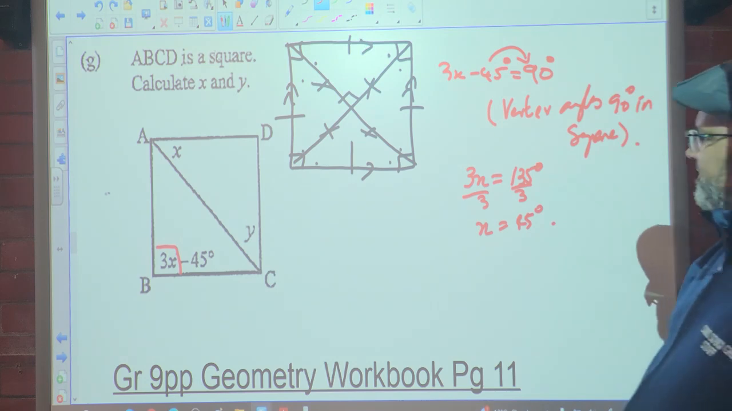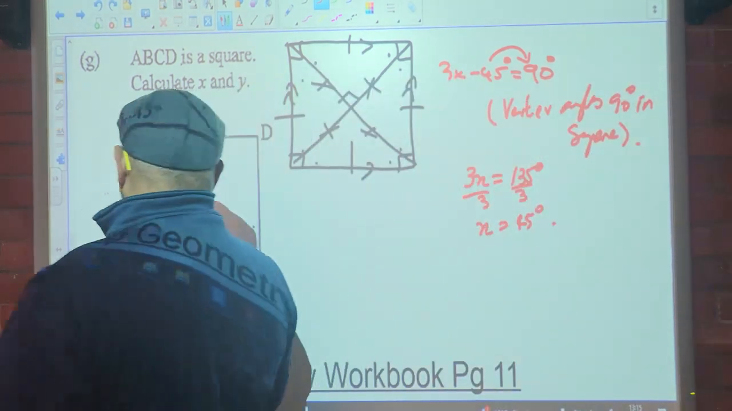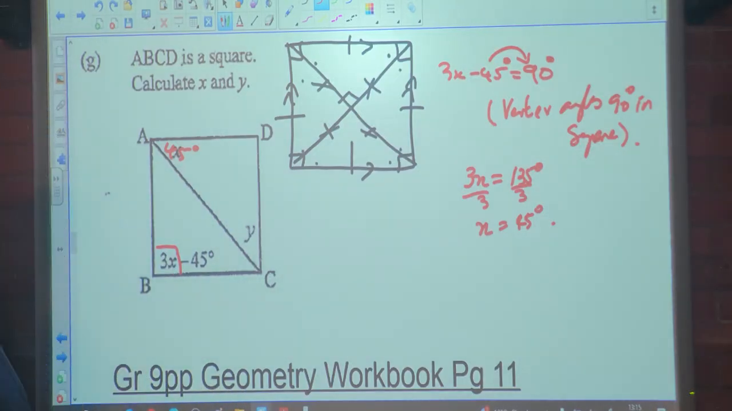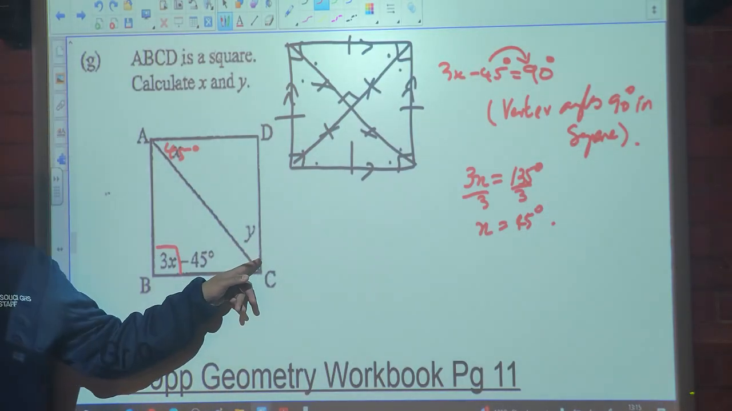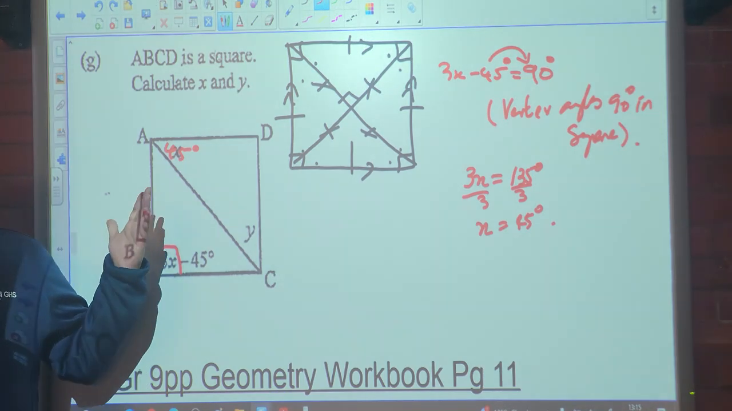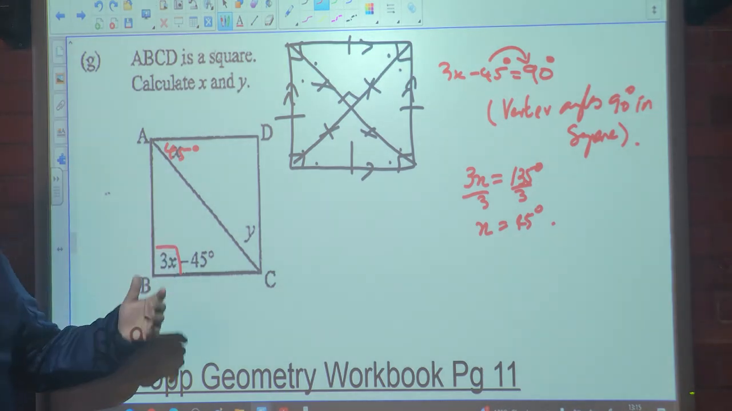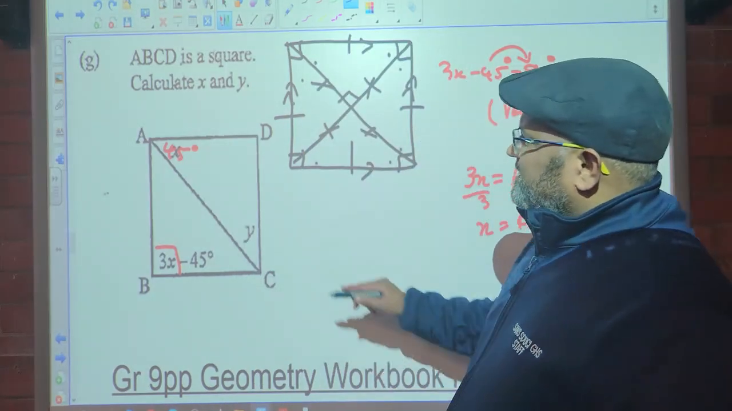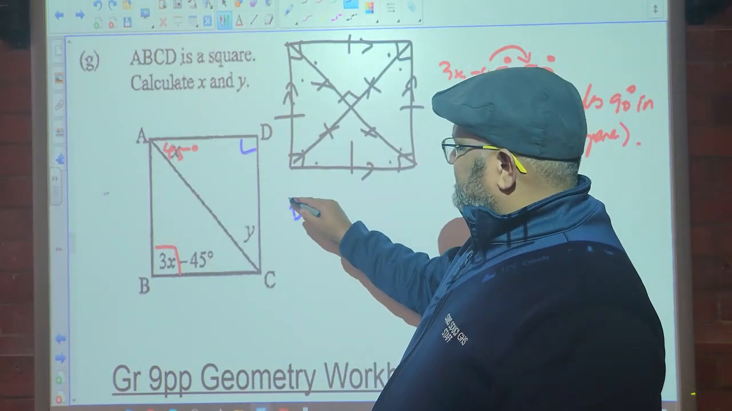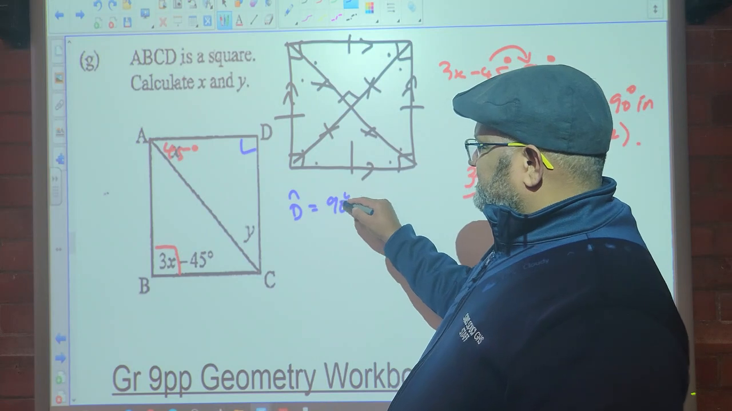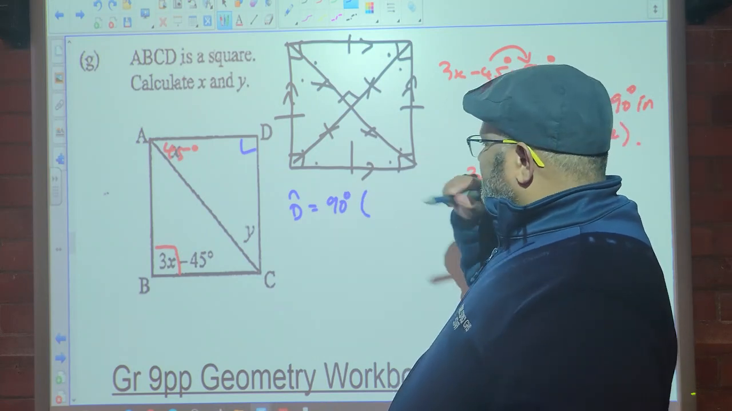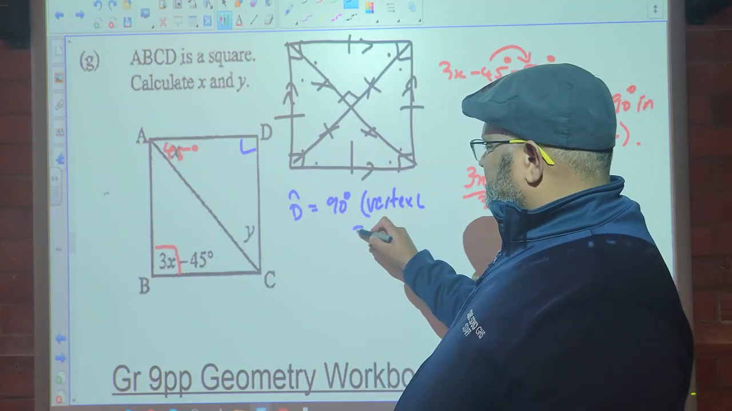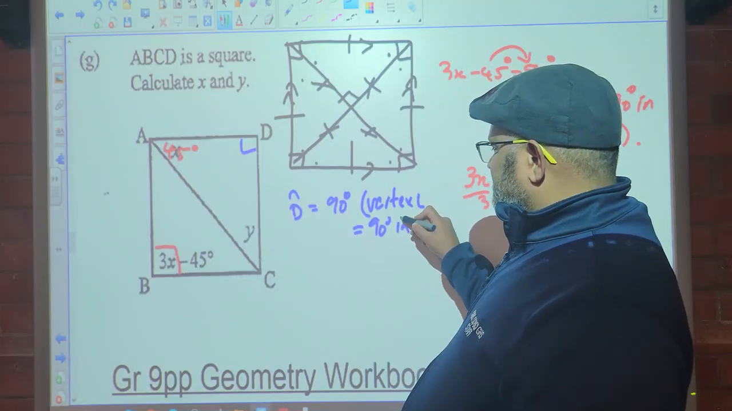Okay, so this is now 45. Now I can go with the fact that your diagonals bisect these vertex angles, which makes y also 45 straight away. But let's say we didn't know that. When we forgot about it, then we can say that angle D is 90 degrees. Why? Because the vertex angle equals 90 degrees in a square.